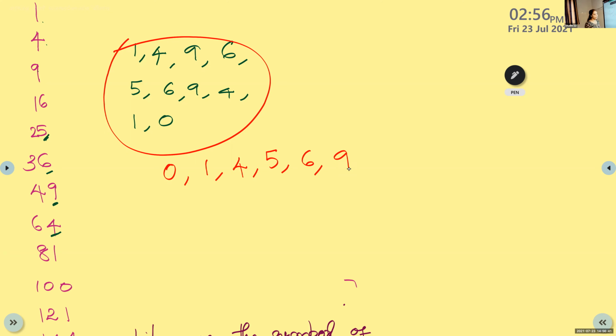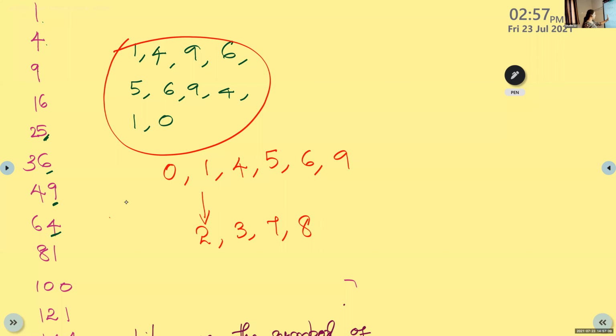Did you understand? Some numbers are there which are not there in this, up to 10, one digit number up to 10. Some numbers are not included in this. Can you identify those numbers? 2, 3, 7, 8. 2, 3, 7, 8 is not there here. Okay, children? 2, 3, 7, 8.